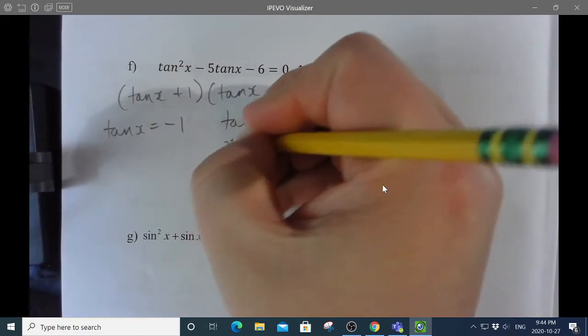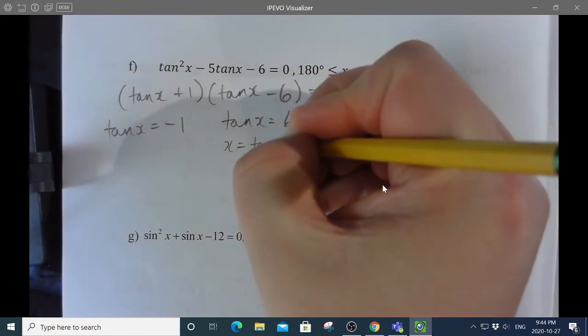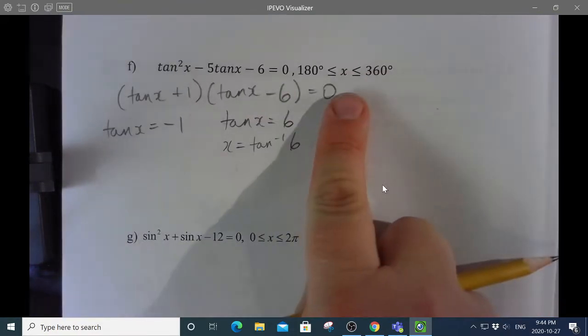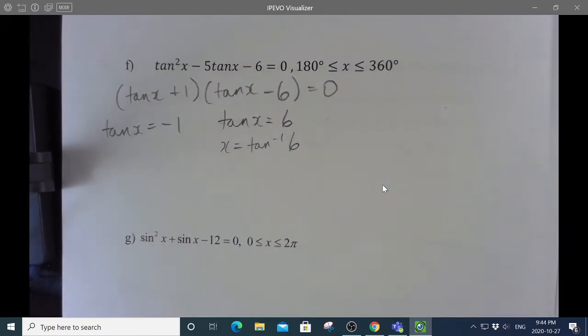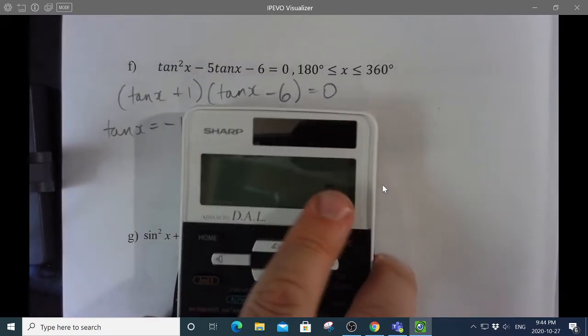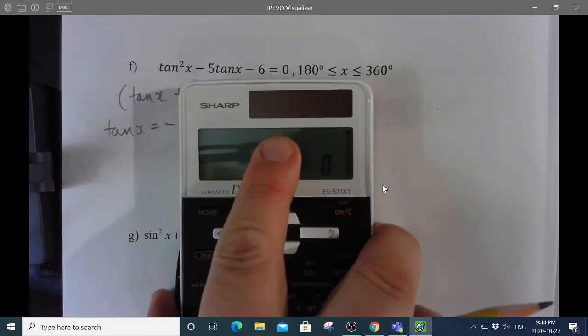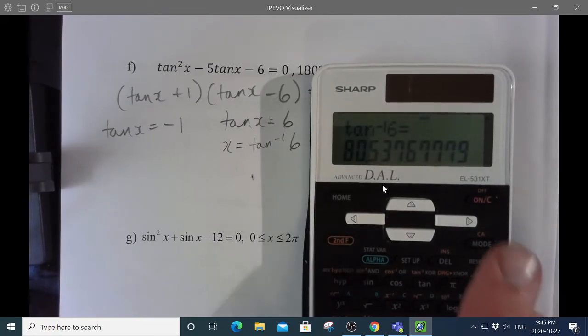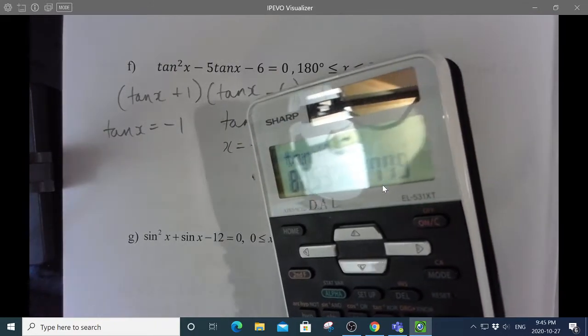So I'm going to inverse tan 6. Now, on my calculator, do I want to be in degrees or radians? I want to be in degrees. I've been playing with this calculator, doing all kinds of stuff. So first things first, check for degrees, and then go inverse tangent of 6. Ba-boom. That is 80.5 degrees.